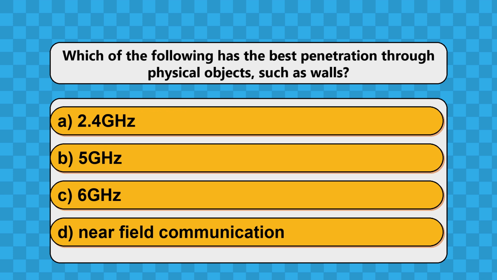Question 17. Which of the following has the best penetration through physical objects, such as walls? Option A, 2.4 GHz. Option B, 5 GHz. Option C, 6 GHz. Option D, near-field communication. The correct answer is option A, 2.4 GHz.